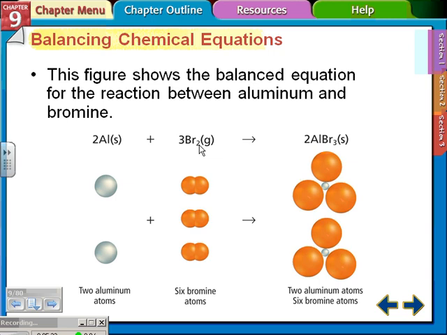Now notice there's a subscript here. So we actually have 6 bromine atoms in this chemical formula. And then over here, we have 2 aluminums, and we have 2 times 3, we have 6 bromines. So we have the same amount of atoms on each side, equal amounts.